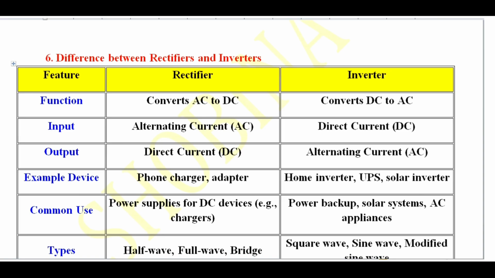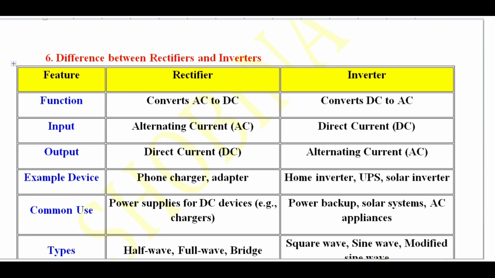Next, input type. Rectifier input is AC. It gets current from plug point, whereas inverter input is DC. It gets power from battery or solar. Next, output type. Rectifier output is DC. It gives steady current like what phones need, whereas inverter output is AC. It gives wavy current like what fan and TV use.